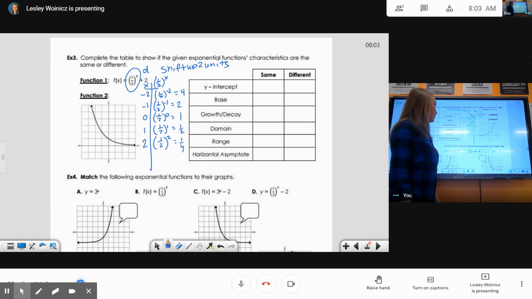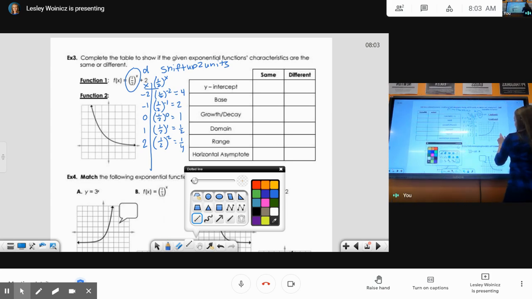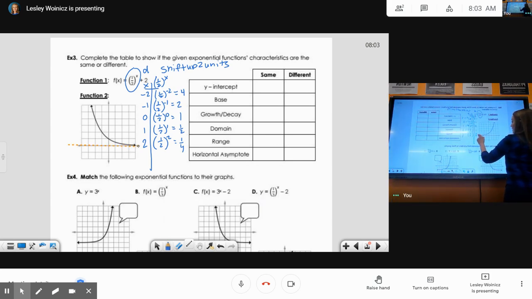Okay, now I'm going to put my horizontal asymptote on there where it belongs. The parent horizontal asymptote would be here. But I'm not going to leave it there. I have to shift it up 2 units. So I'm going to go boop, boop, boop, boop, boop, and shift it up.